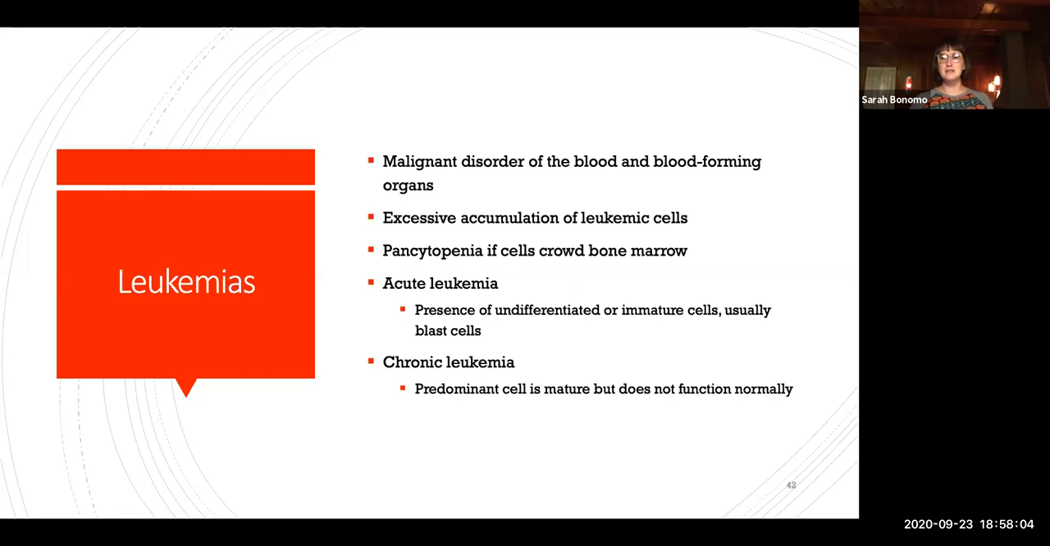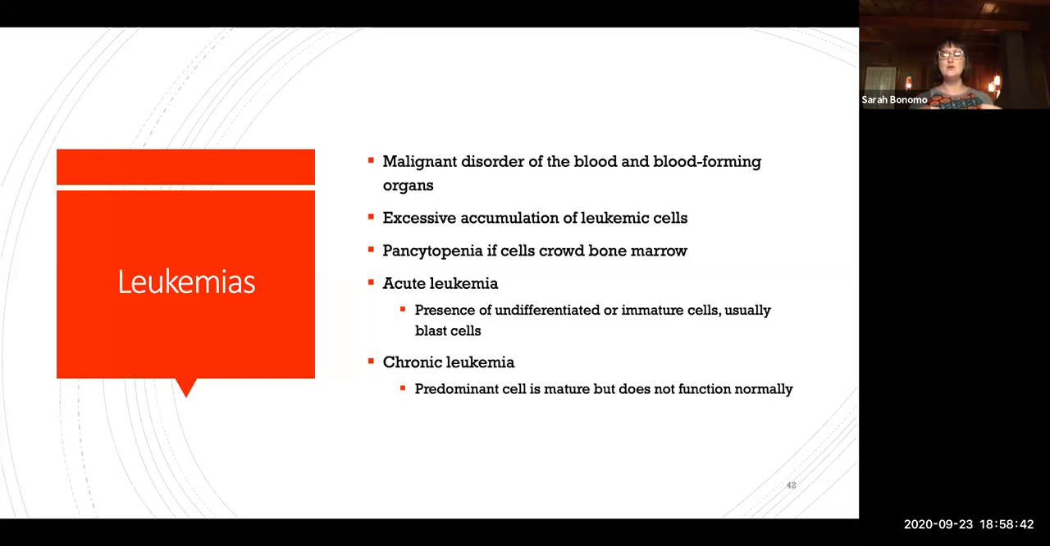So leukemias are malignant disorders of the blood and the blood-forming organs. So usually the blood and the bone marrow is what we're talking about. We get uncontrolled proliferation, so uncontrolled growth of malignant leukocytes. That's why it's called leukemia. And they overcrowd the bone marrow and it causes decreased production of healthy blood cells. So we get an excessive accumulation of leukemic cells, you can see there on the slide, and then that results in something called pancytopenia.